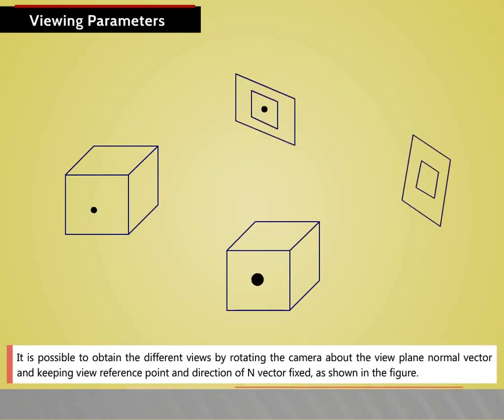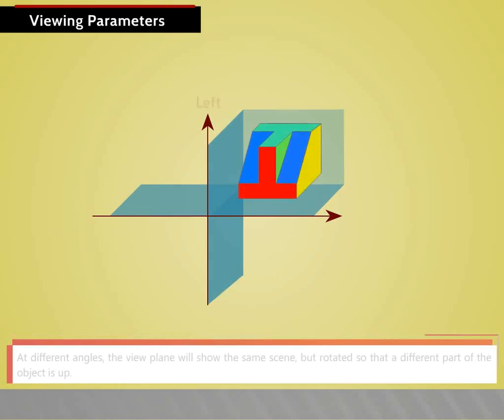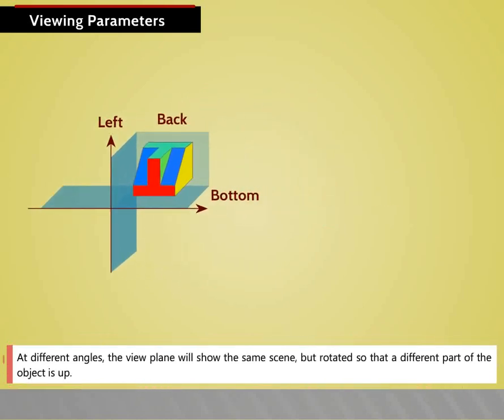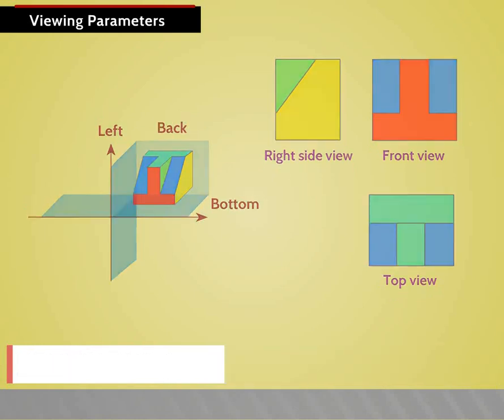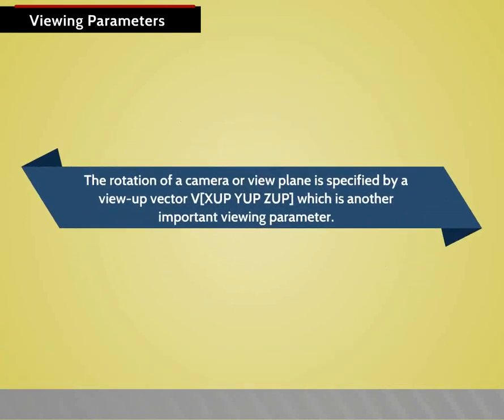It is possible to obtain different views by rotating the camera about the view plane normal vector and keeping the view reference point and direction of n vector fixed as shown in the figure. At different angles, the view plane will show the same scene but rotated so that a different part of the object is up. The rotation of a camera or view plane is specified by a view up vector v of xup, yup, zup, which is another important viewing parameter.